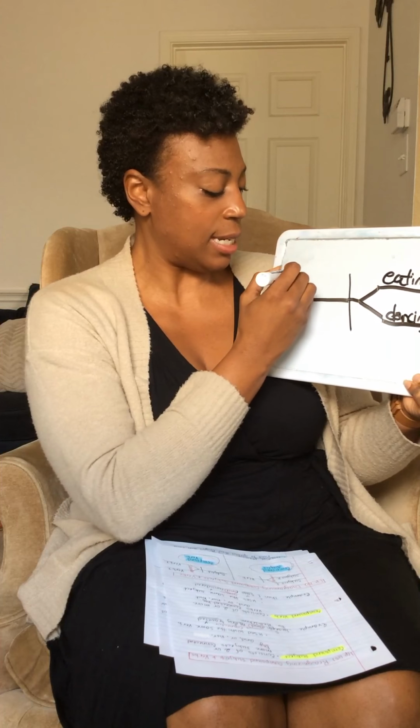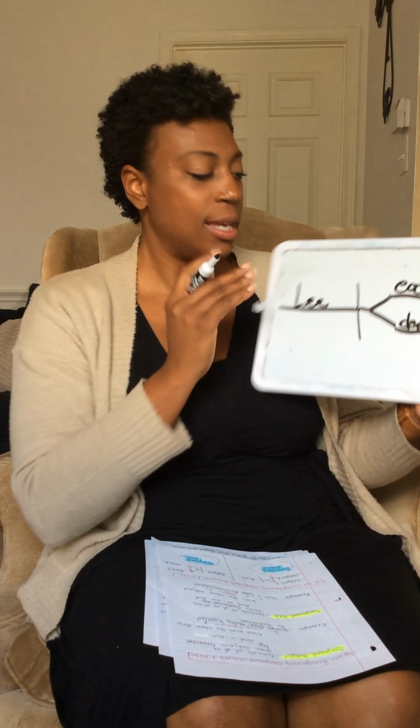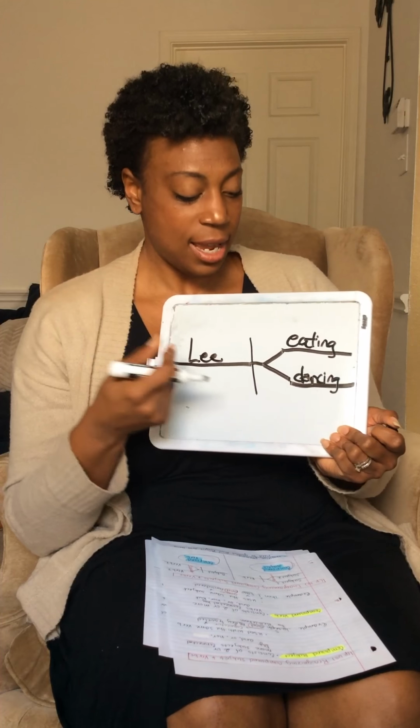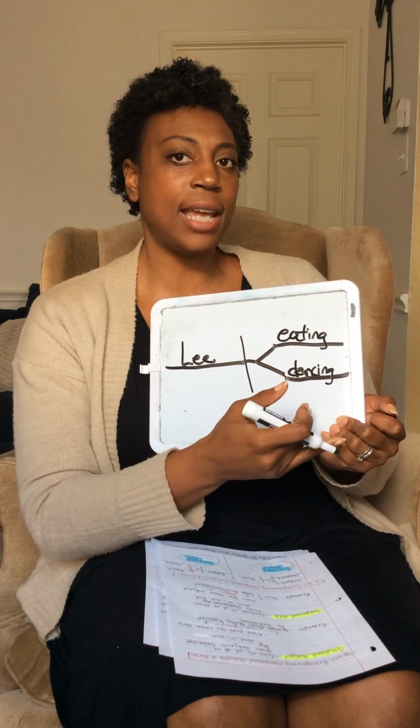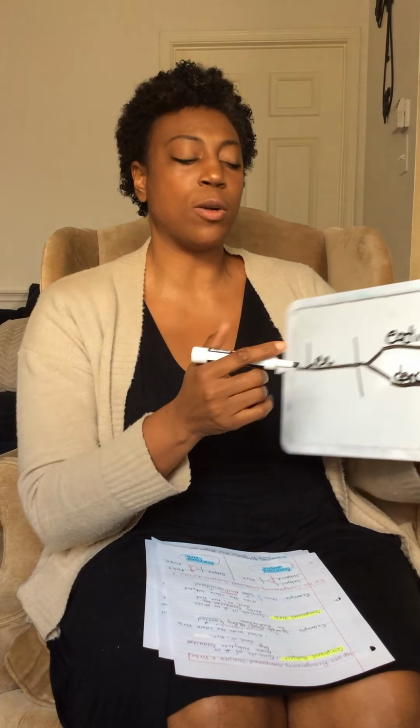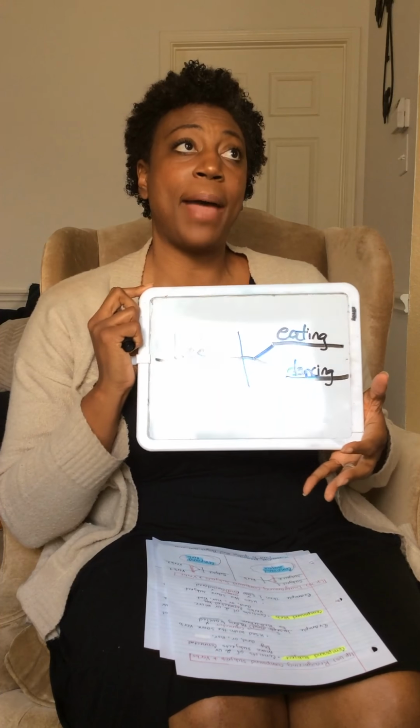Lee is very talented. So Lee is our subject, eating, dancing. Those are our verbs. And this is how you would diagram a compound verb.